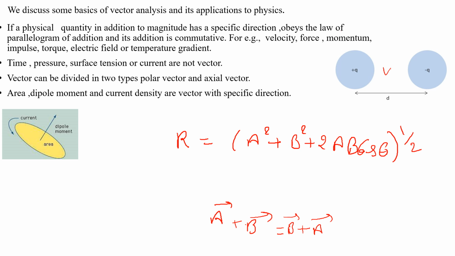It must also be noted that in physics, certain physical quantities such as area, dipole moment, current, densities are defined as vectors with specific directions. For example, for area, the assigned direction is outward, normal to the area, while in the case of a dipole moment, it is along the line joining the charges from negative to positive charges. Vectors can be divided into two types: polar vectors and axial vectors.